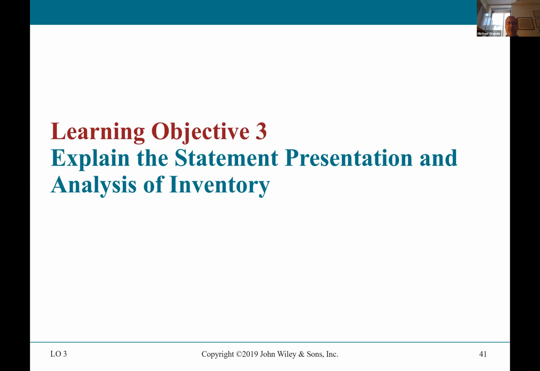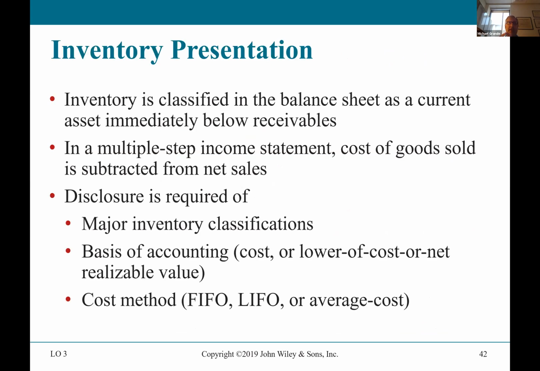Objective number 3, explain the statement presentation and analysis of inventory. Inventory is classified on the balance sheet as a current asset immediately below receivables, right? Cash, accounts receivable, inventory. And on a multi-step income statement, cost of goods sold is subtracted from net sales. Net sales minus cost of goods sold equals gross profit.